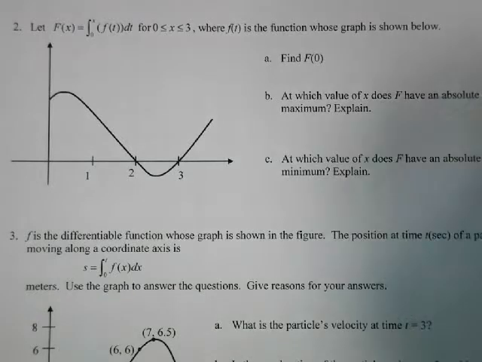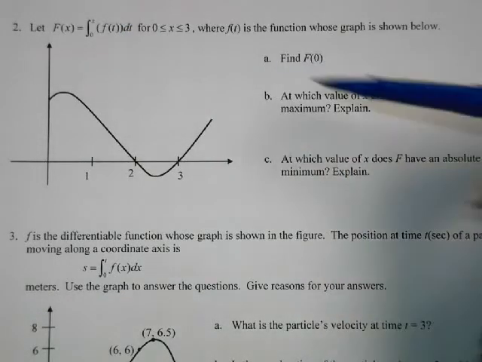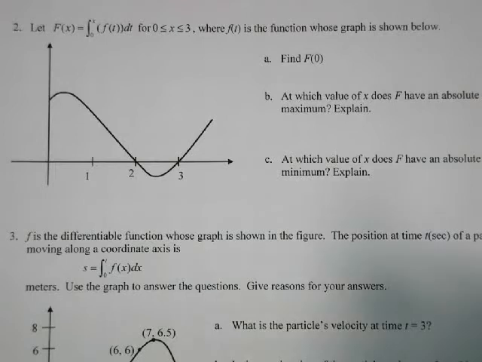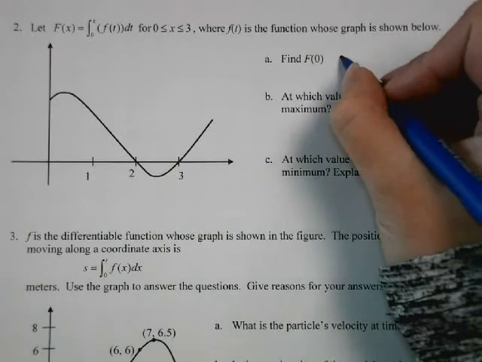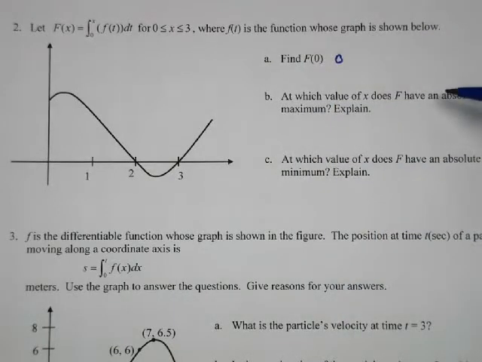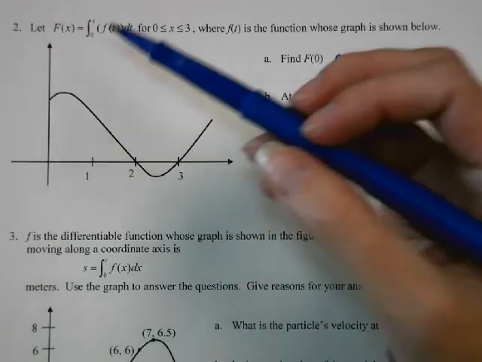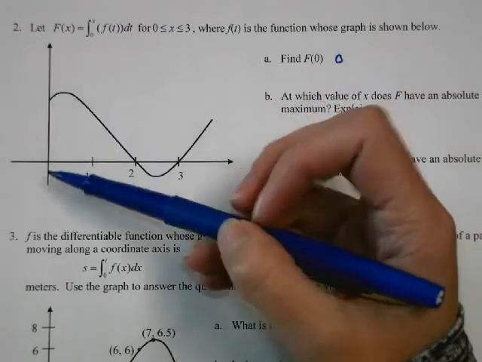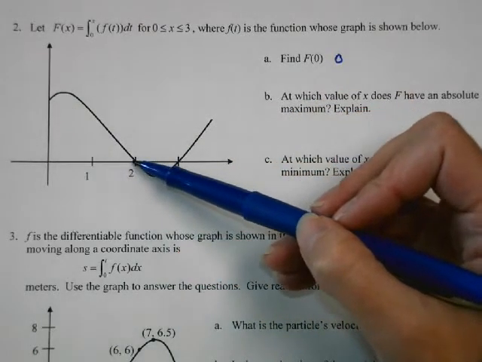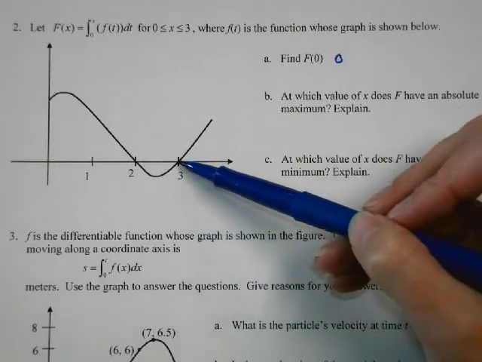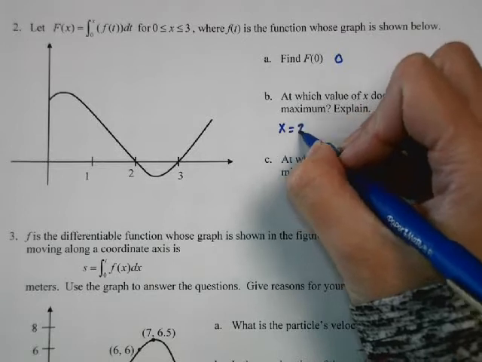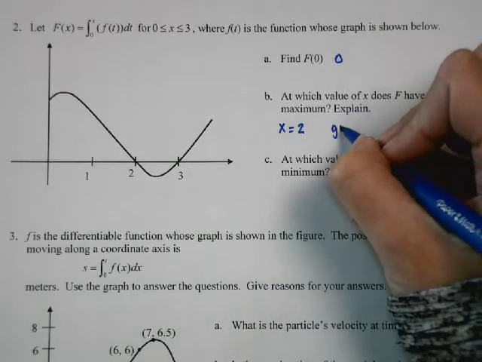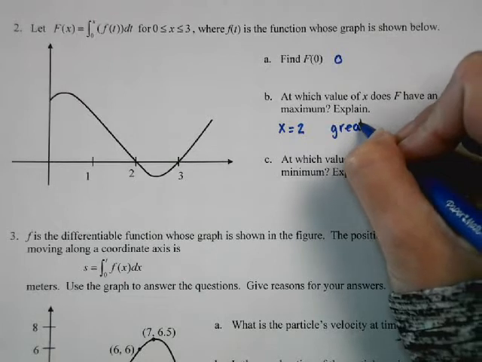Okay, let capital F of x equal the integral from 0 to x of f of t, where this is f. So find F of 0. So that means F of 0 is the integral from 0 to 0, which is 0. At what value does F have an absolute maximum? So we're starting at 0, so it's going to be adding area to 2, then it's going to subtract area from past that. So the max is going to occur at x equals 2, because it's got the greatest positive area there.